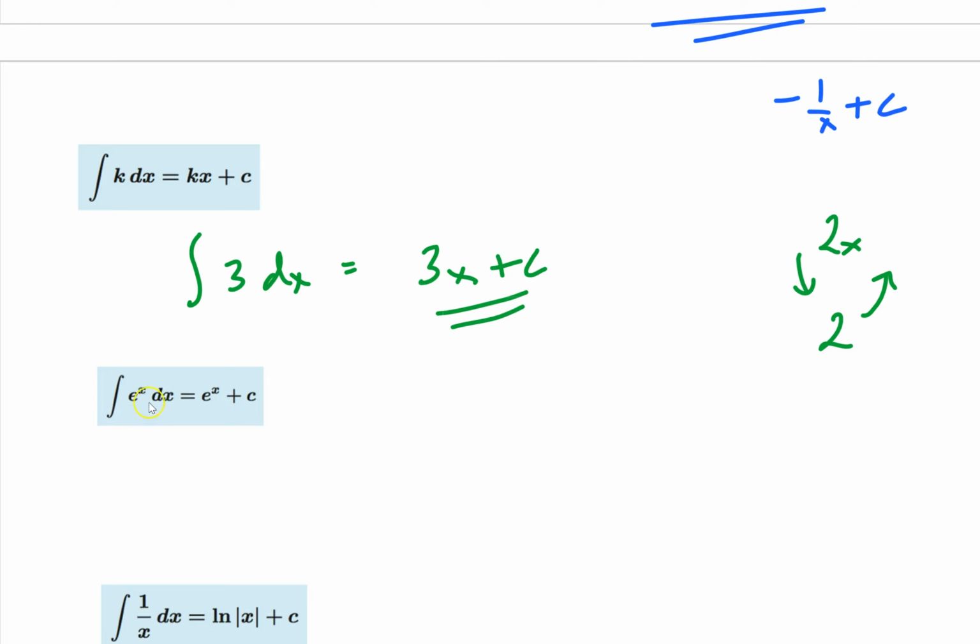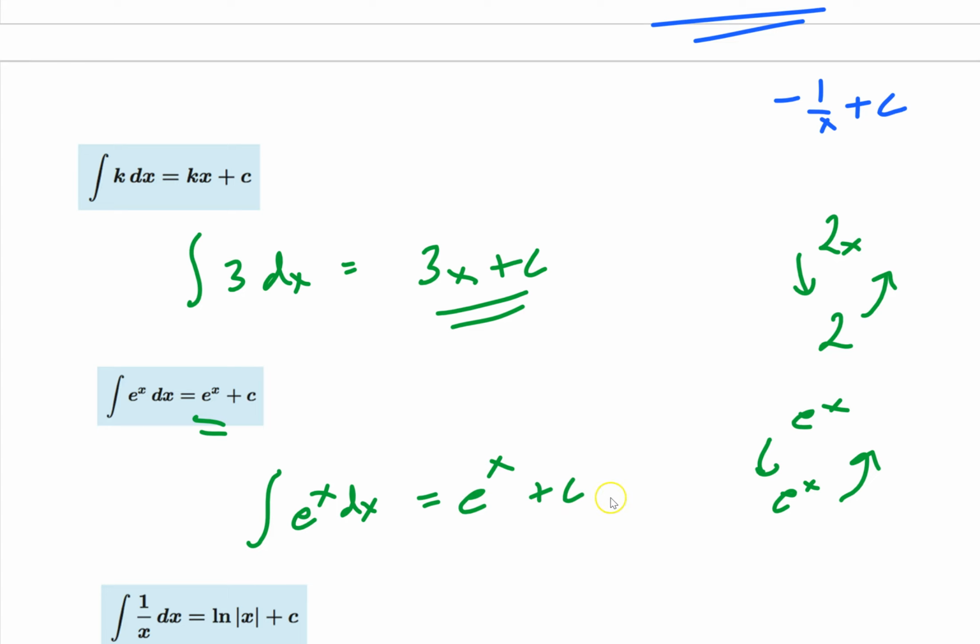The integral of e^x dx, it's just e to the x, right? Remember the derivative of e^x is e^x. So when you integrate, just go backwards, you get the same thing, right? We love our e's. So the integral of e to the x is just e to the x plus c. Man, I almost messed that up.